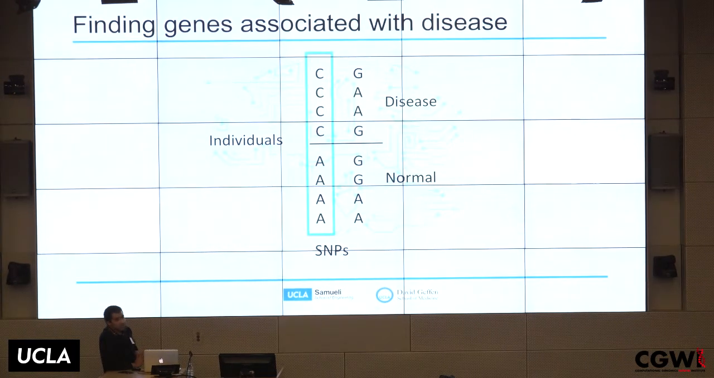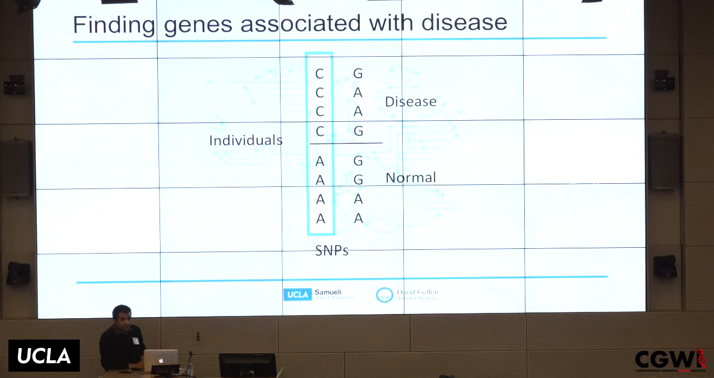You look for an association or a correlation between a SNP and disease versus healthy state, right? So in this example, the first SNP appears to be perfectly correlated with your disease state, and so you would say that this SNP is associated with the disease.